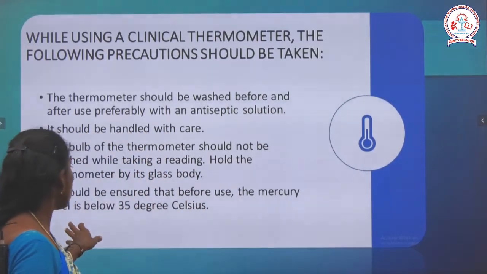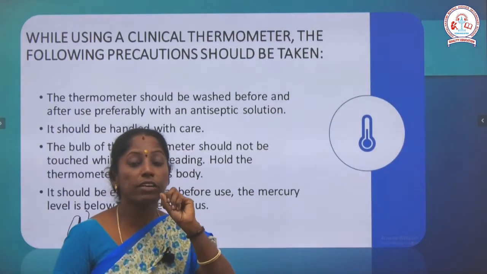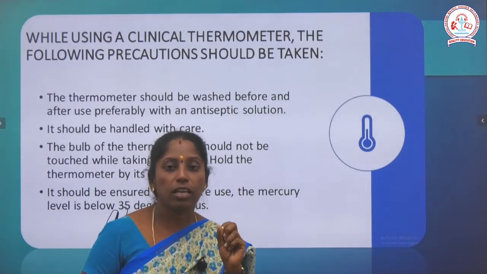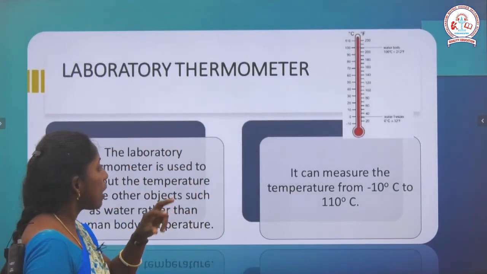Then next one, what is that? Before we use it, we should ensure that the mercury level is at 35 degrees Celsius, and check that level. These are the precautions. Then another thermometer, what is that?